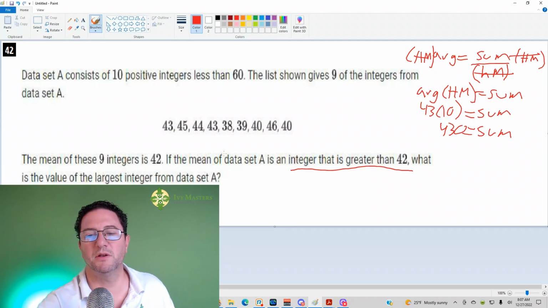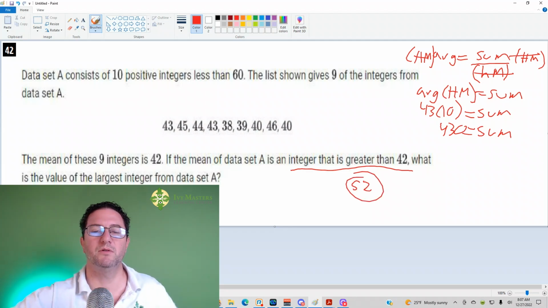So, open-ended question, you just bubble in a 52, mark it, move on.